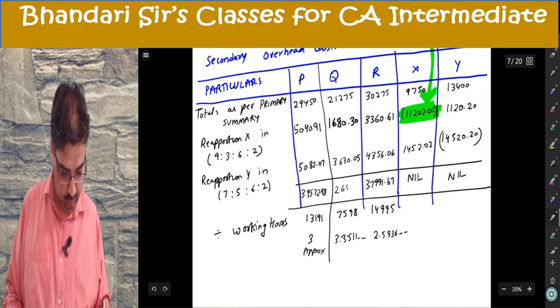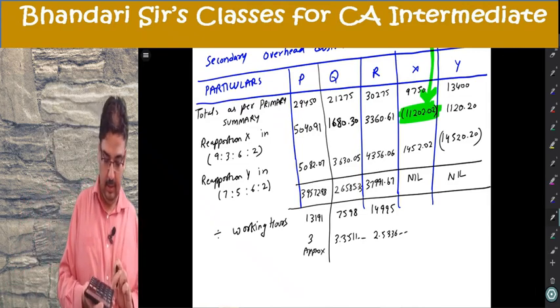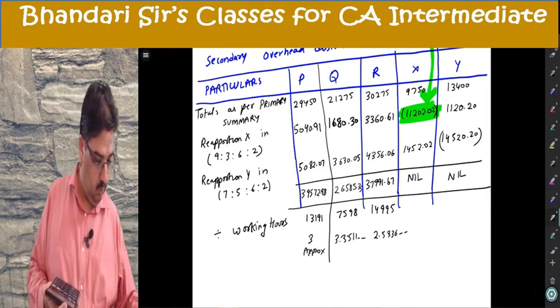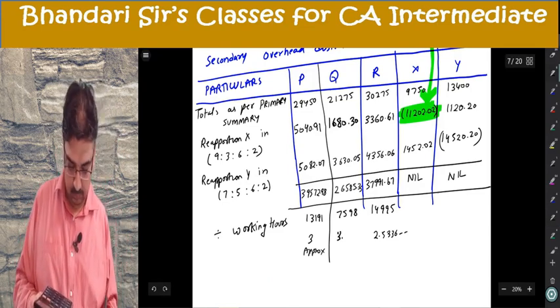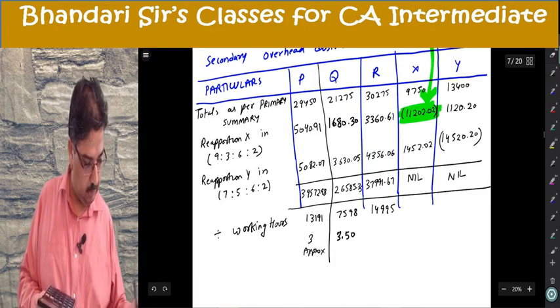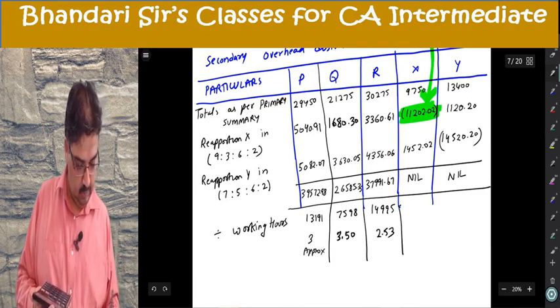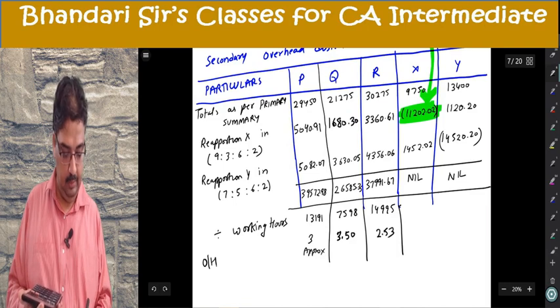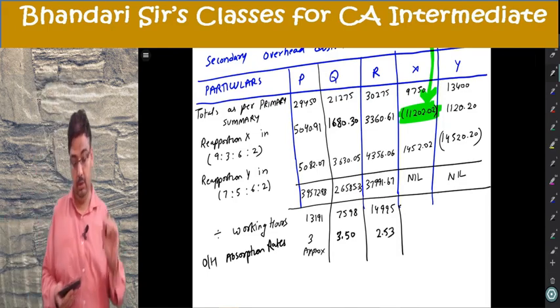26585.35. If I divide by 7598, I am getting 3.50 approximately. Here also I can take 2.53 approximately. These are the overhead absorption rates I get. That is the answer of second part of the question.